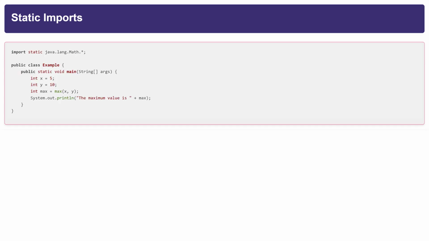Now let's see an example of static imports in action. In this code snippet, we import the static members of the Math class, including the static max method. We then use this method to find the maximum value of two integers and print it to the console.